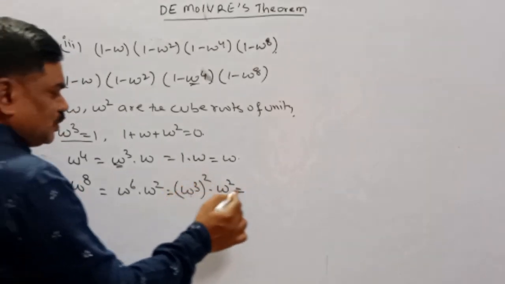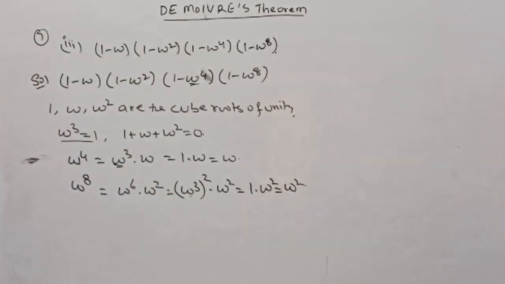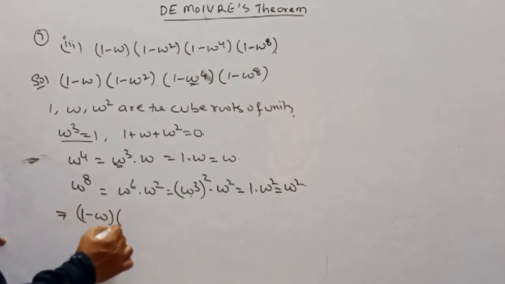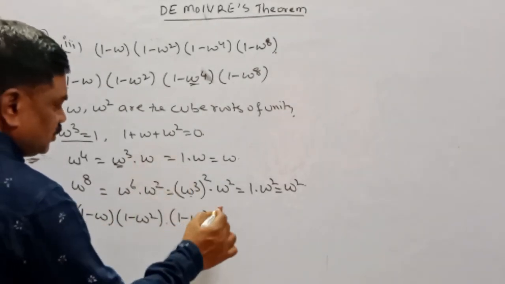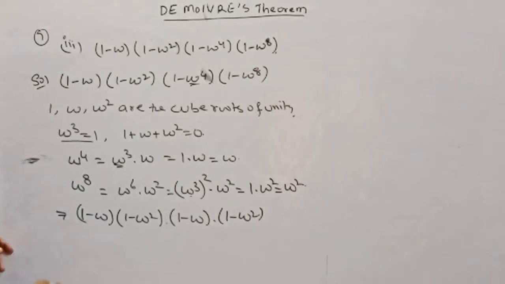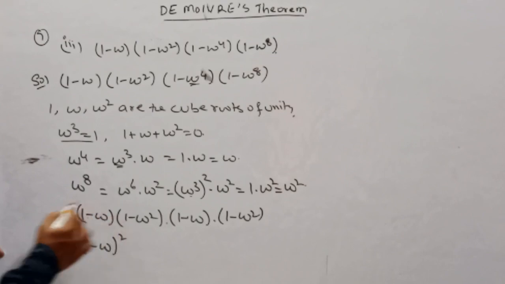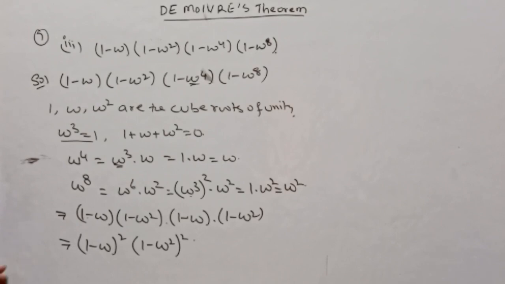But this is 1 square, 1. 1 into omega square is equal to omega square. Then we can rewrite this as (1 minus omega)(1 minus omega square)(1 minus omega)(1 minus omega square). Then what is (1 minus omega) into (1 minus omega)? (1 minus omega) whole square, (1 minus omega square) whole square. Expand in the form of (a minus b) whole square.